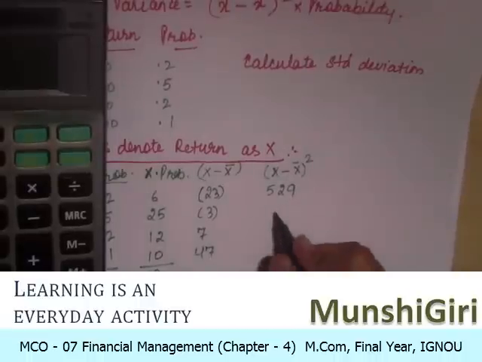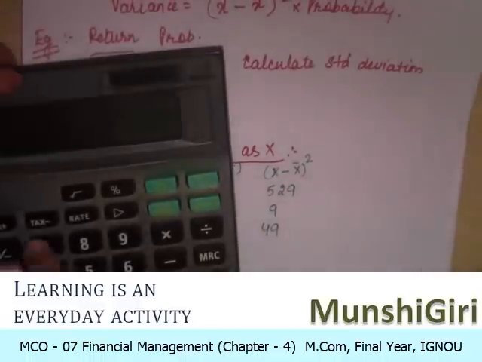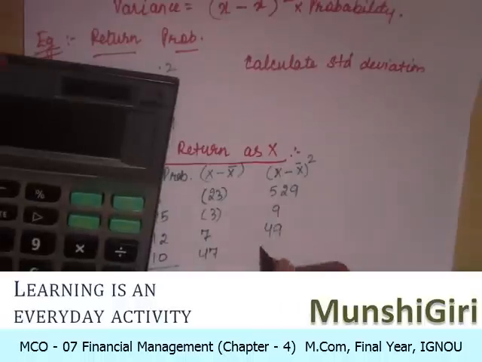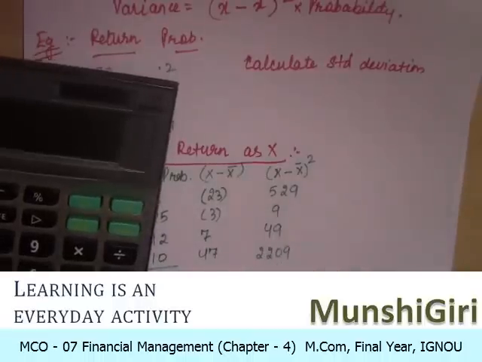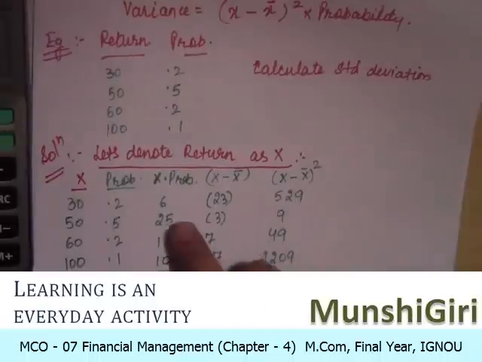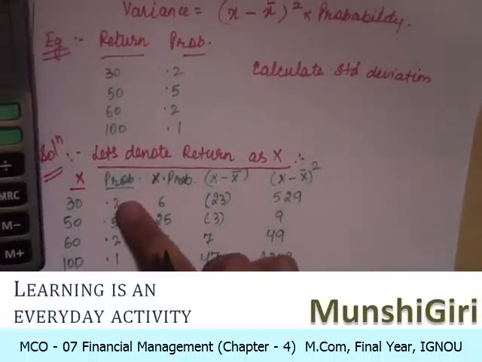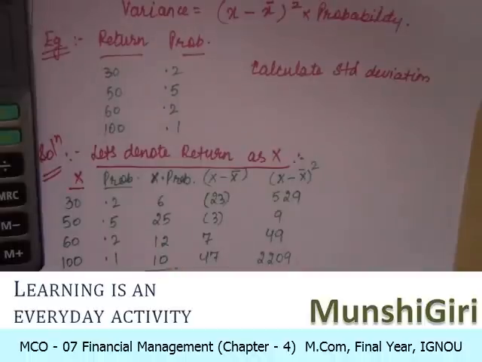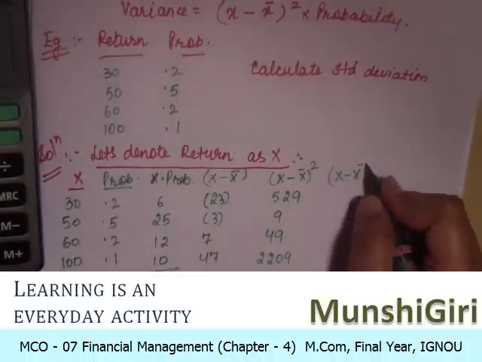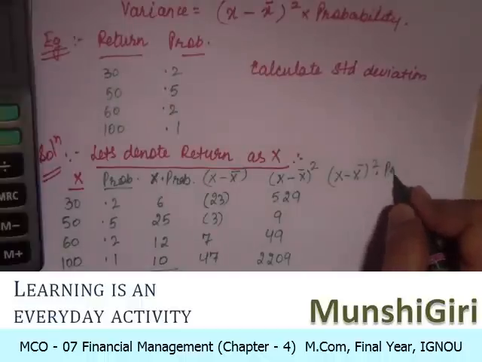Square of 3 is 9. Square of 7 is 49. And square of 47 is 2209. In the next column we have to multiply this (x minus x bar) squared into the probability, that is 0.2, 0.5, 0.2 and 0.1. So let's calculate it. (X minus x bar) squared into probability.